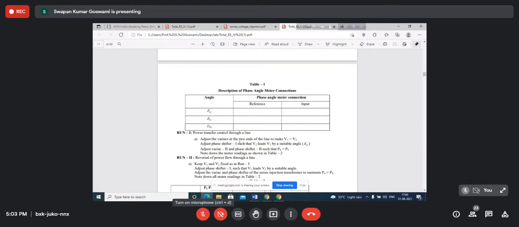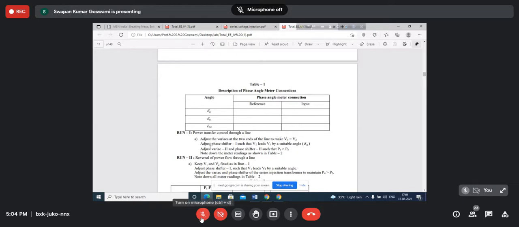Adjust the variac at the two ends of the line to make V1 equal to V2. So we are first seeing how power will flow if the two end voltages are made the same. If voltages are equal at the two ends, how much will be the reactive power flow? There will not be any reactive power flow, but there will be active power flow only. That has been ensured by making V1 and V2 equal.